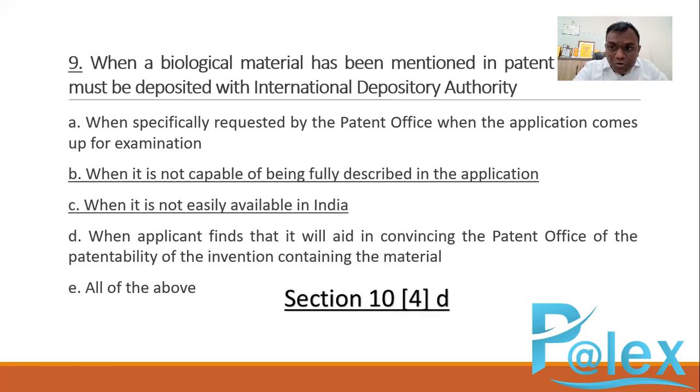If you go to section 10(4), 10 is about the entire contents of a specification. If you go to 4D, these 2 things are specifically mentioned. So in India, we have 3 separate depository bodies. Also remember that it is not necessary that the deposit has to be only with the Indian depository bodies. If those microorganisms cannot be deposited at any of the Indian depository bodies, in that case you can deposit it outside as well.